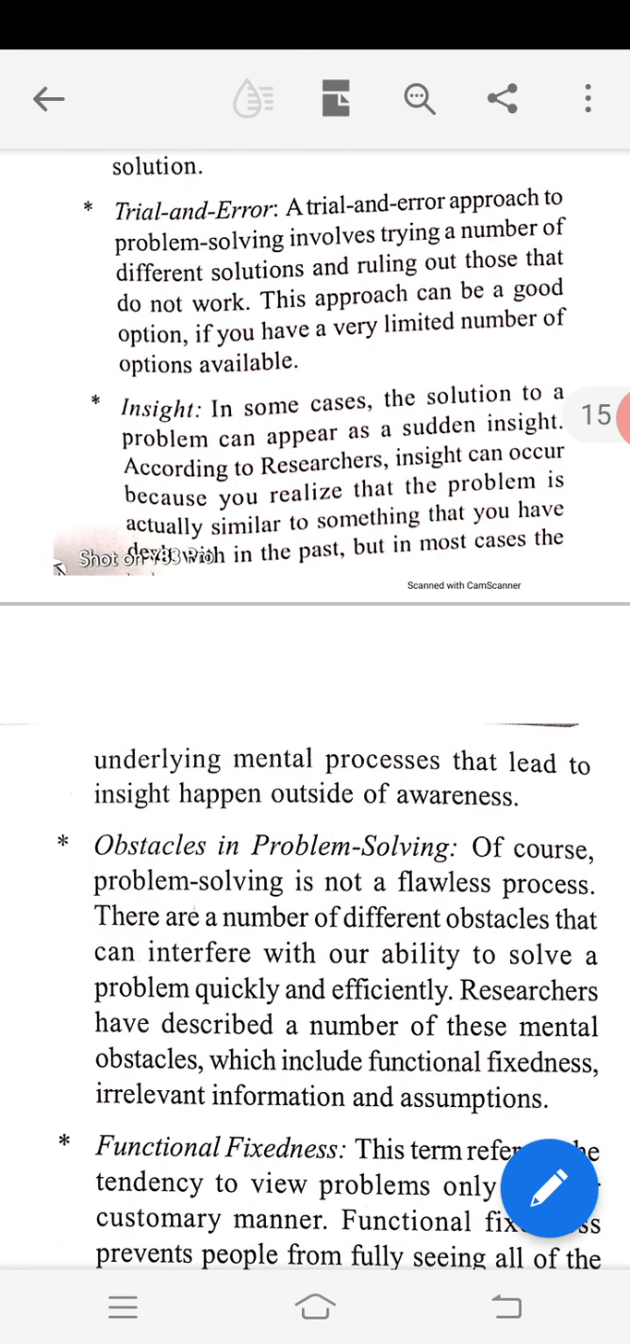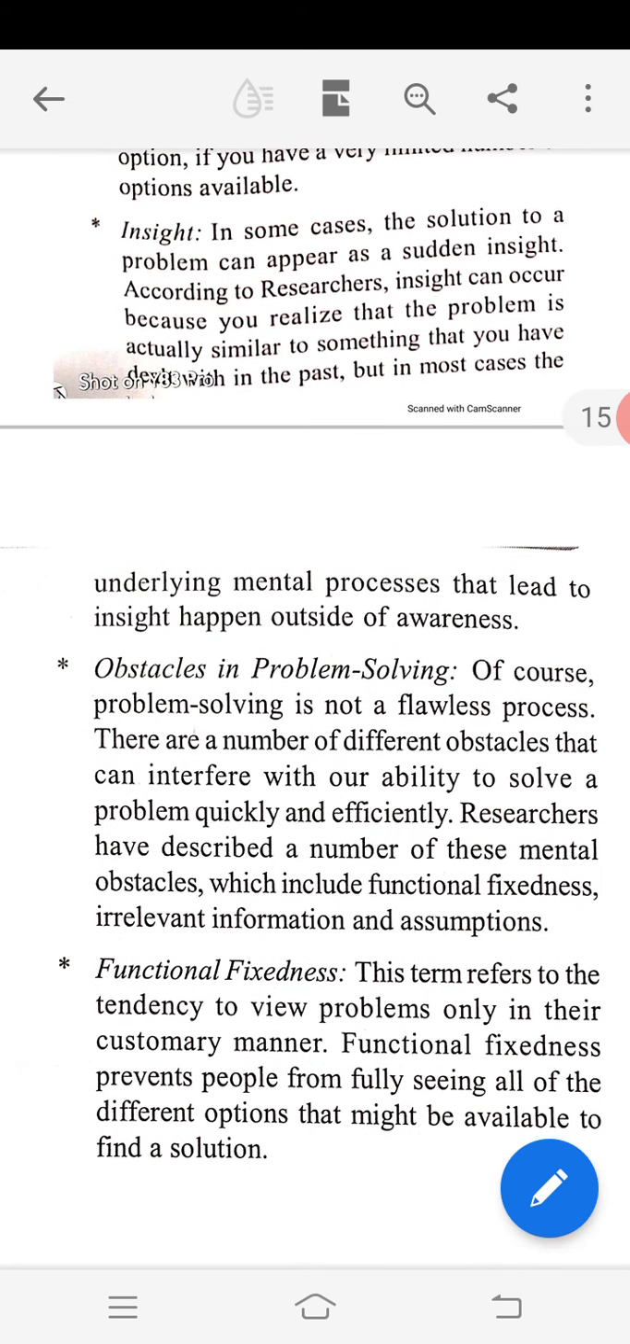Okay, then obstacles in problem solving. During problem solving, by applying the solutions, many obstacles come in the way. So persons must keep up the ability to solve the problem quickly and efficiently. Research found that there are a number of mental obstacles, which include functional fixedness, irrelevant information, and assumption. So see functional fixedness.